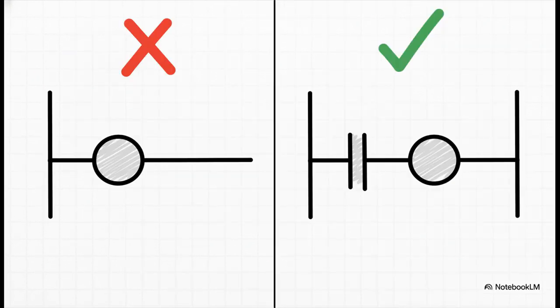Rule number 2 really gets into cause and effect. See, an output is the result of your logic. It's the then part of an if-then statement. Because of that, an output can't ever start a line of logic. It has to be on the right side of the rung, and it has to have at least one input condition before it that tells it what to do.